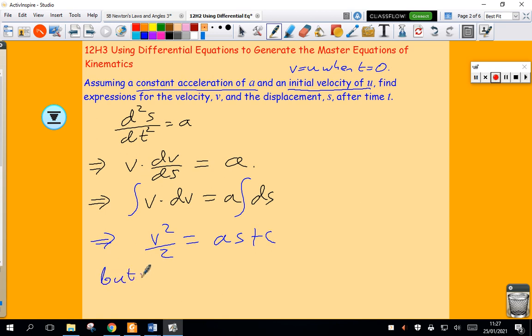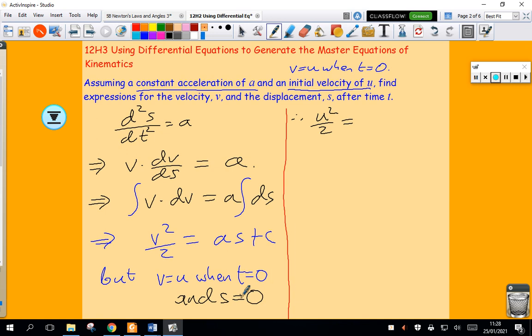But what do we know? Well, we know our initial conditions are that v is equal to u when t is equal to 0. So using that substitution, v is equal to u, plugging in u for v, I'm going to get u squared over 2 is equal to plugging in t equals 0. Well, t doesn't work in here. T isn't given in here, but we do know v is equal to u when t is equal to 0. And when t is equal to 0, the displacement is always equal to 0.